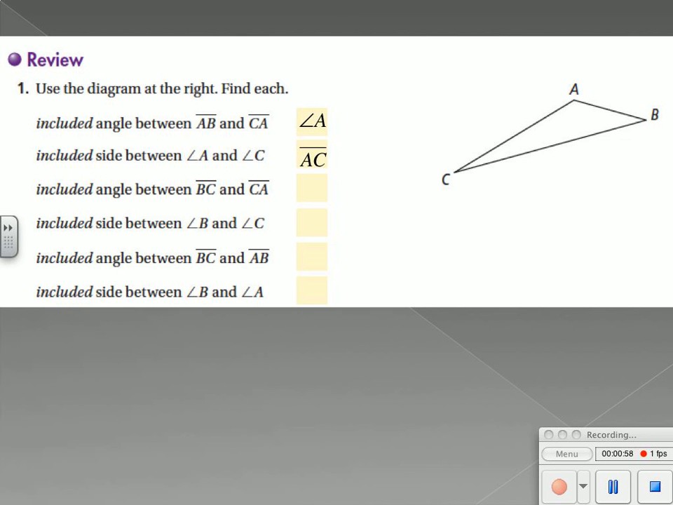So we can quickly see that there's a little bit of a pattern here. The included angle between BC and CA is going to be angle C. It's the point they share in common. And the included side between angle B and angle C is the segment that contains those two points as endpoints, segment BC. The included angle between segment BC and segment AB is of course angle B, and the included side between angle B and angle A is segment AB.